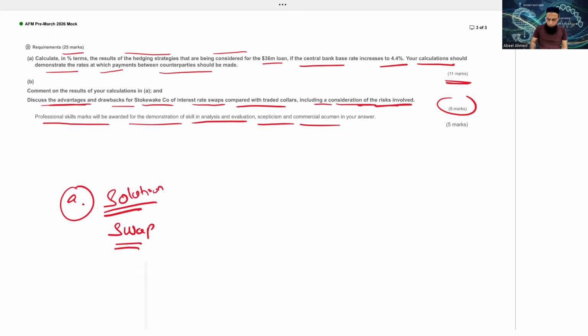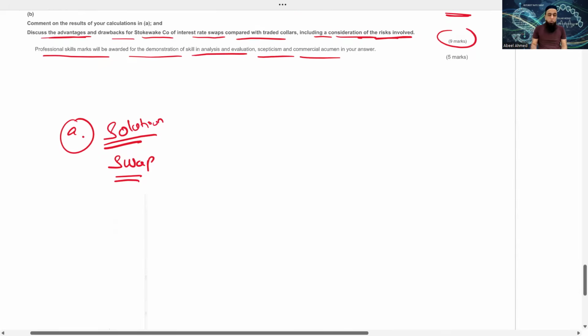Let's just start with the swap. If you recall, student, the first step is just to write the names of the companies and one more column for the difference.